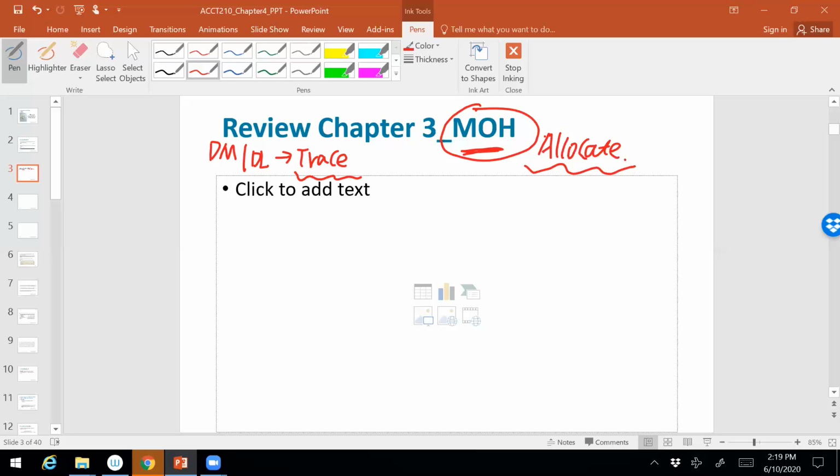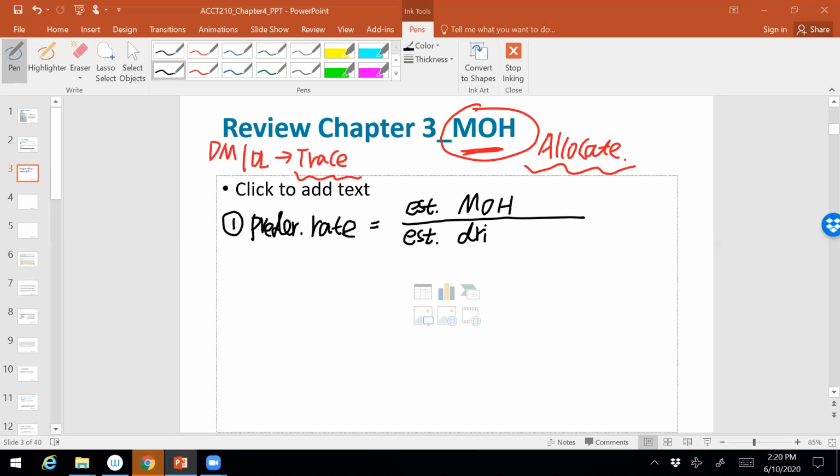In chapter 3, we learned one method to allocate. How do we get our allocation? First, we get the predetermined rate. How do we get this predetermined rate? Before we start the year, before we even get the job, we have to find out a rate for all of the jobs in that manufacturing department. We use our estimated total manufacturing overhead and divide it by our estimated cost driver. The cost driver can be direct labor, machine hours, or anything. So you get this predetermined rate, and once you finish your job, you have to allocate. We use this rate times our actual cost driver.